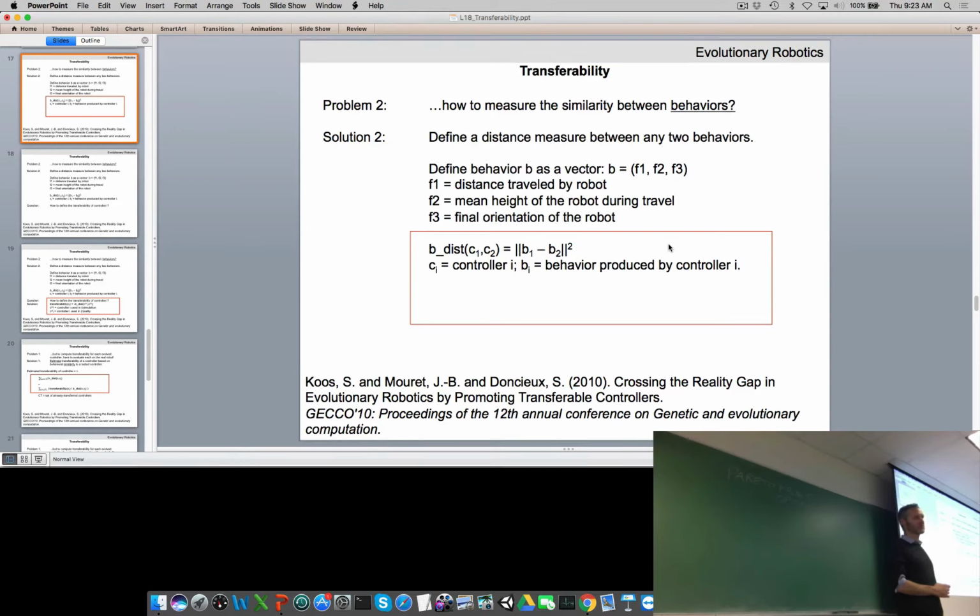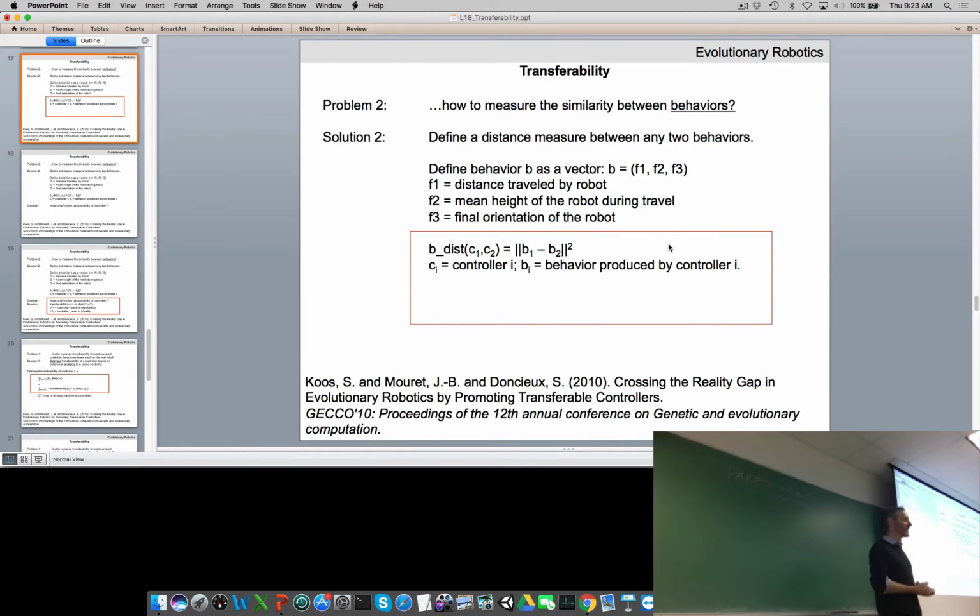Is that the ideal transferability? Oh, we're talking about distance here. We're not talking about transferability yet, right? All we're looking at is two different controllers. They produce two different behavior vectors, and we compute the Euclidean distance between these two B vectors, and it's 0.